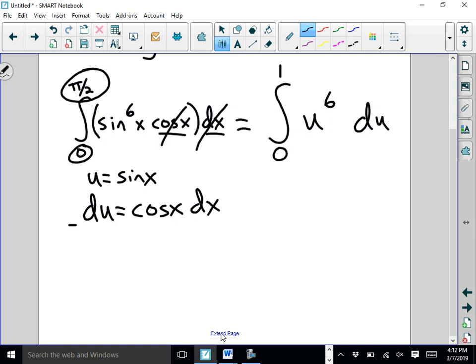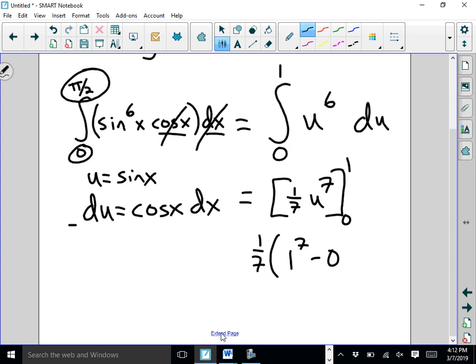So I get 1/7 u to the 7th for my antiderivative, right? Don't forget to bump and divide there. I'm going to put that 1/7 out front. Then I'm going to have 1 to the 7th power minus 0 to the 7th power. And I get 1/7 times 1, which is 1/7. Okay. Good. Let's take a look at the next one.